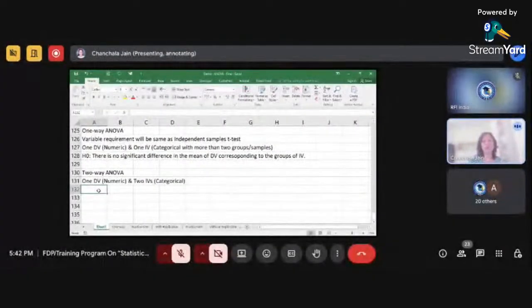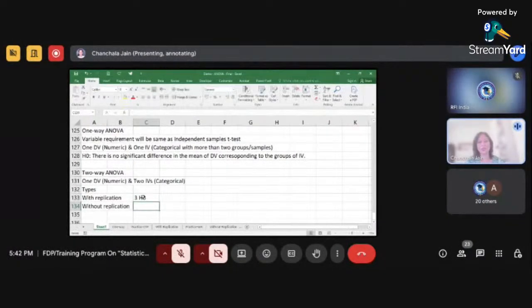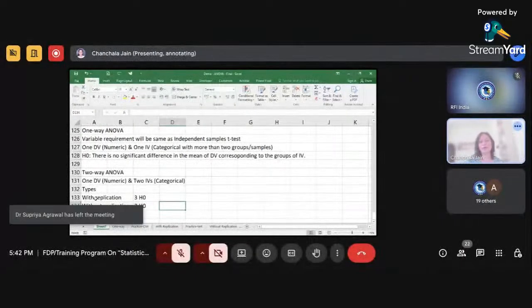And here, there are again types of two-way ANOVA: with replication and without replication. In case of with replication, you need to make a total of 3 null hypotheses. In case of without replication, you will make a total of 2 null hypotheses. So this is the number of hypotheses you will make in case of two-way ANOVA.